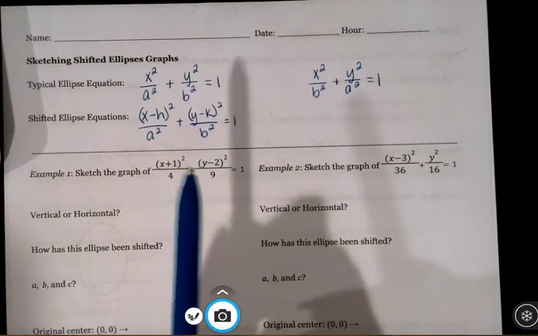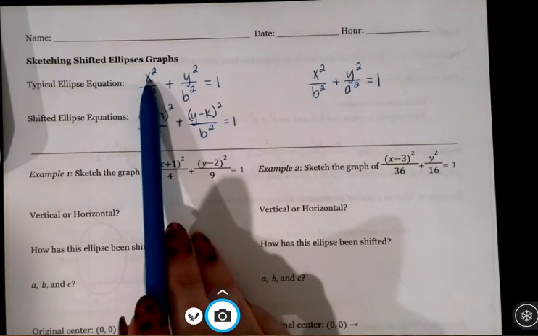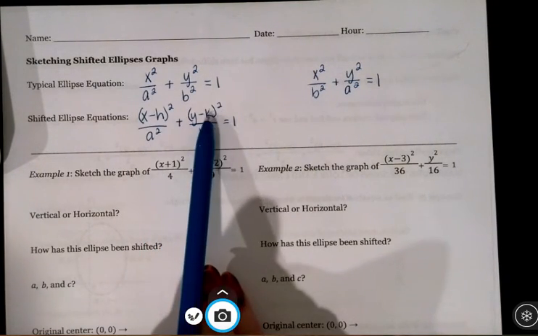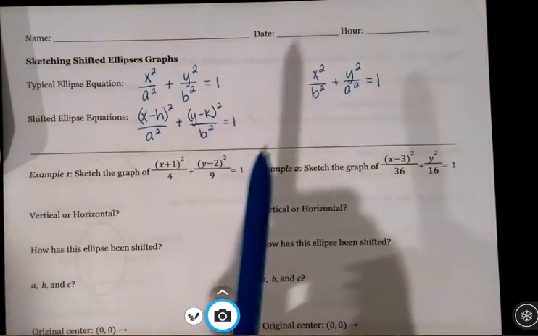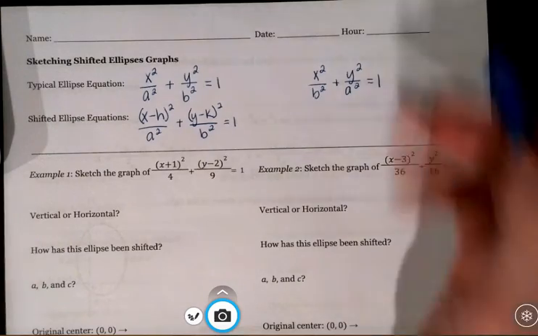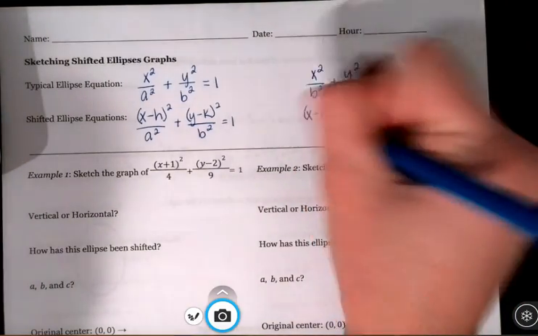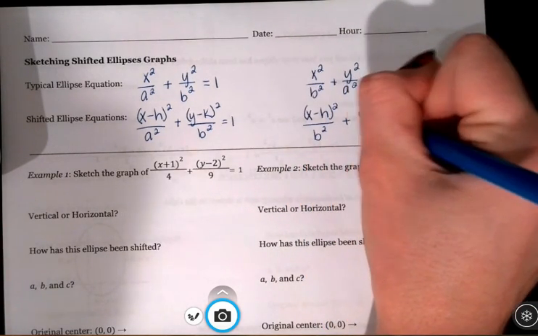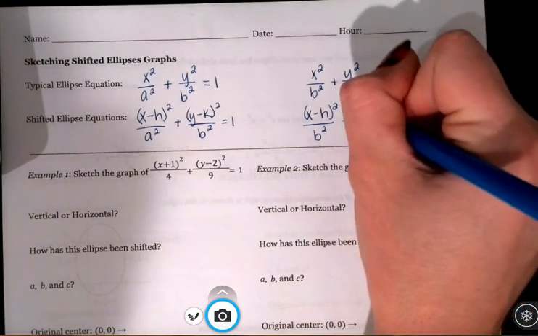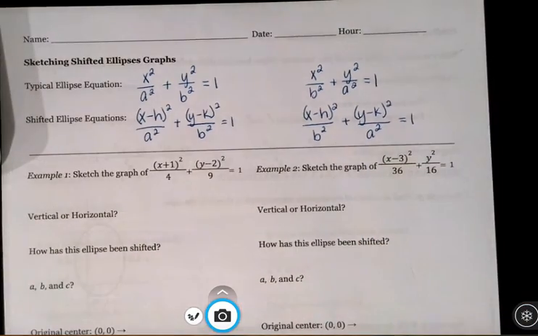Before, our center was at 0, 0, which meant if this was 0, x minus 0 is just x, and that's being squared. And if this was 0, y minus 0 would just be y, which is squared. But now if h and k are numbers, our center is going to be somewhere else. So then for this one, we have h and k again. H is always by your x and k is always by your y.